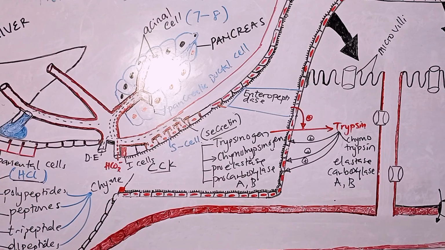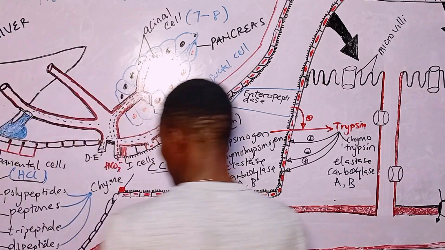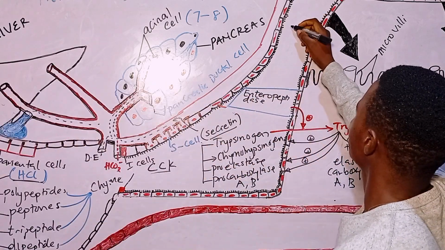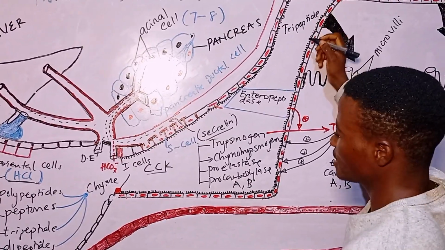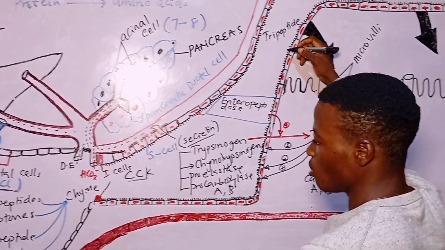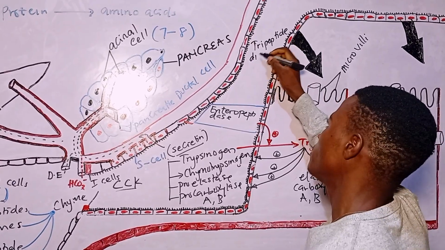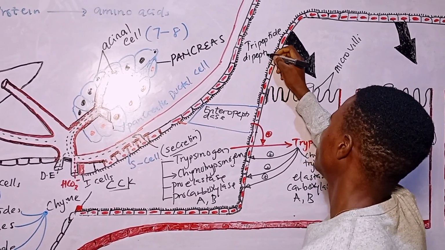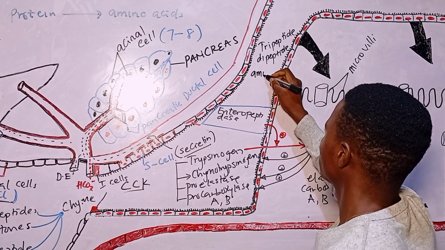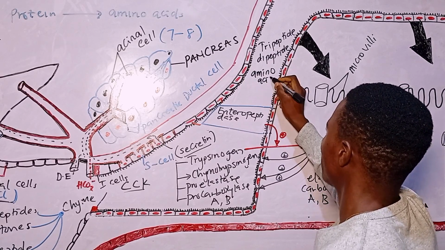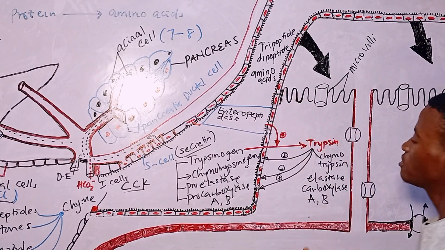On this polypeptide, converting polypeptide into basically some kind of tripeptide, right? Tripeptide. Then at the same time they're going to act on peptone, converting it to, let me say, dipeptide. We're going to have the dipeptide, and at the same time we're going to have amino acids.